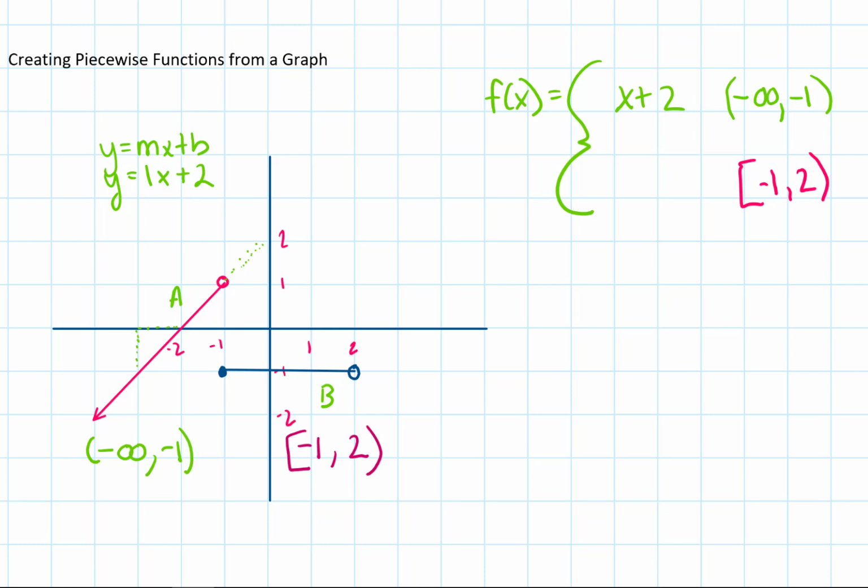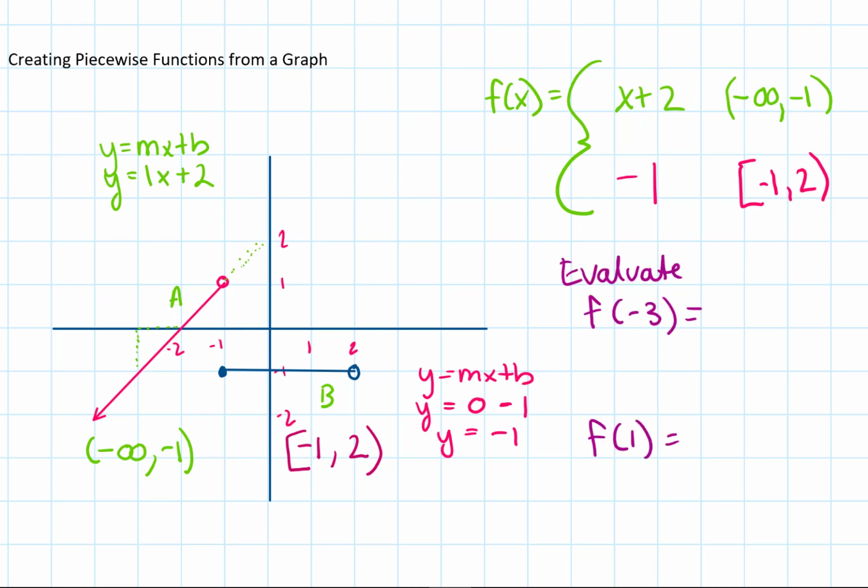Now let's look at B. The equation of this line, it's a horizontal line, so it has a slope of 0. And what is the y-intercept? It's -1. So this simplifies to be y is equal to -1. And we're done. That is the equation, or the equations of our piecewise function.